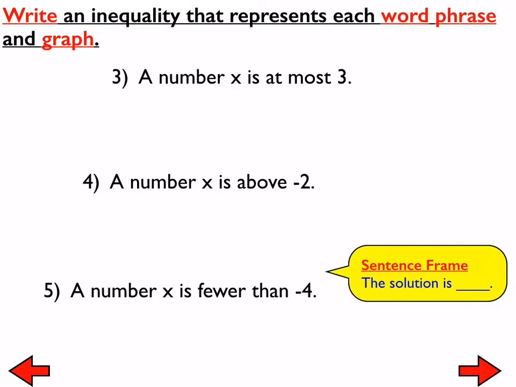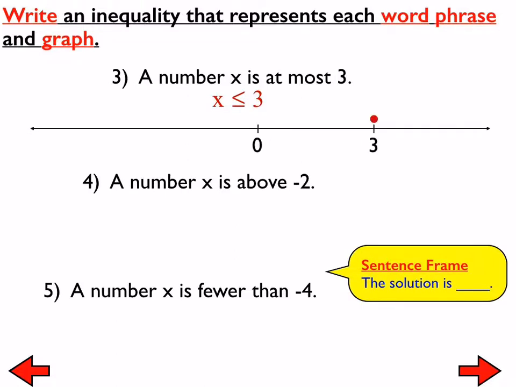Number 3, a number x is at most 3. That translates to the inequality x is less than or equal to 3. As far as a graph goes, that would be a closed circle over 3. All the numbers that are less than 3 on a number line are to the left of that, so we draw an arrow to the left.